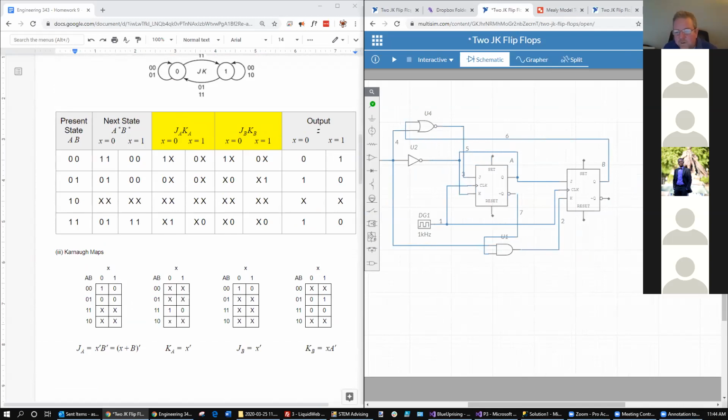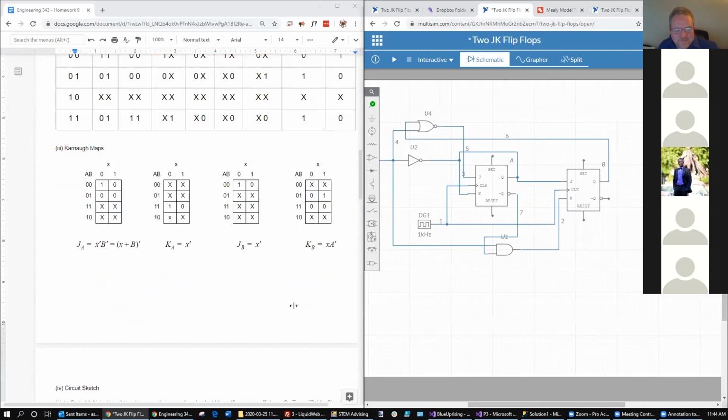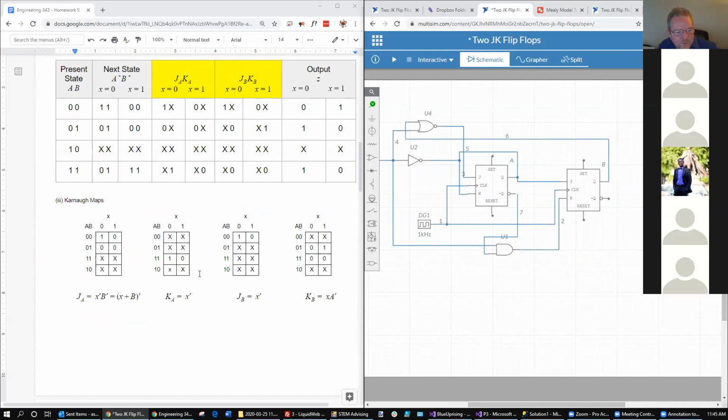That's our output. Okay. Now, I guess I forgot to put a Karnaugh map down here for Z, but I wonder if we can mentally figure out what it is. I don't know. I just forgot to do it. So let's see where we can handle that.